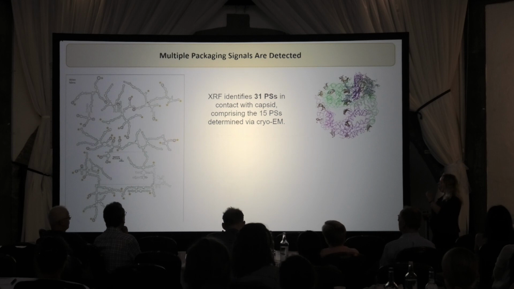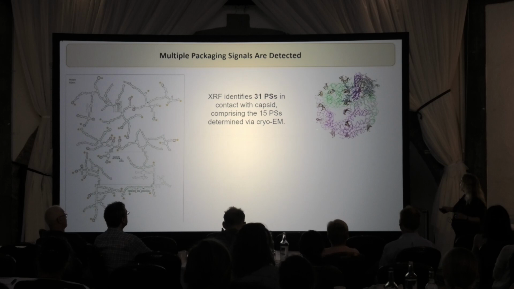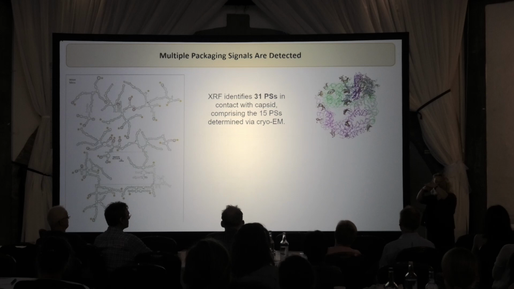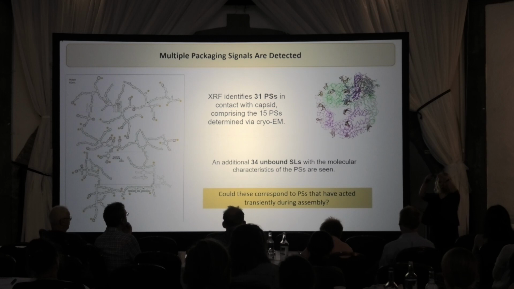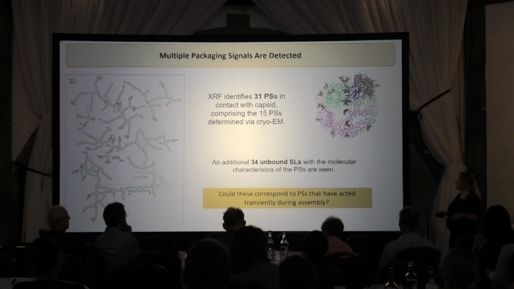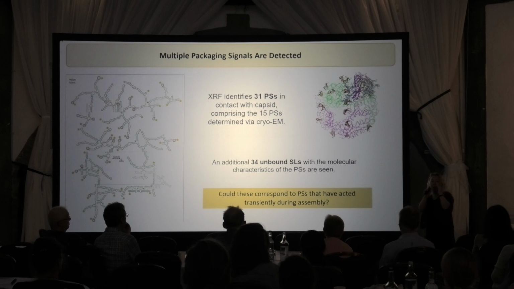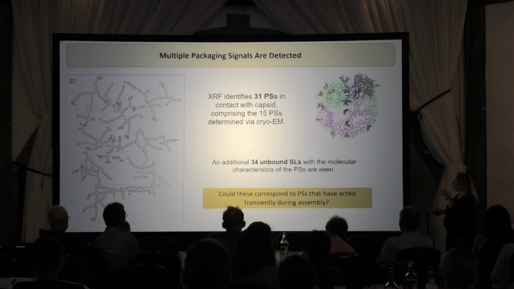What we found is very interesting compared with the cryo-EM data from Hong's lab that identified 15 packaging sites. This is from their paper, where we have these 15 packaging sites that have been identified. But with our method, we can actually show that there are 31 that have the signatures of being in contact, so the loop portion is protected, and it has the appropriate characteristics. But what's more interesting is they found further density close to the capsid shell, and we indeed identify a further 34 stem loops that are close to the capsid shell, have the right characteristics, but no signature of being in contact with the capsid shell. So these are clearly potential binding sites, but they are clearly unbound in the probing signature here.